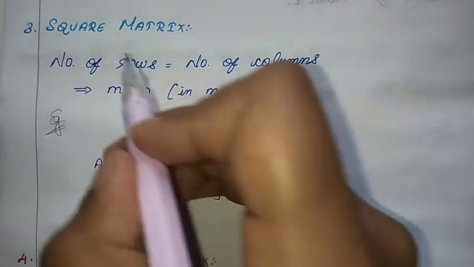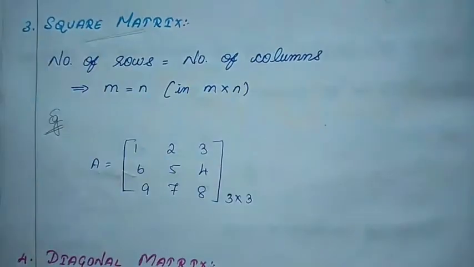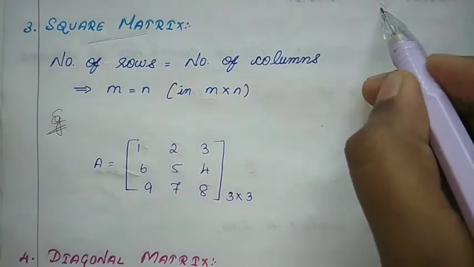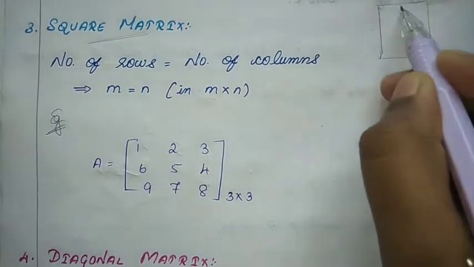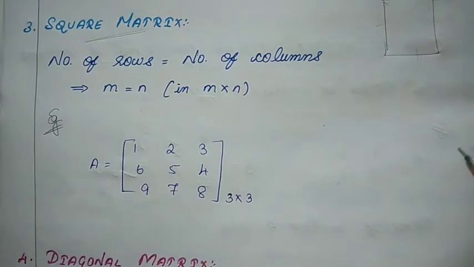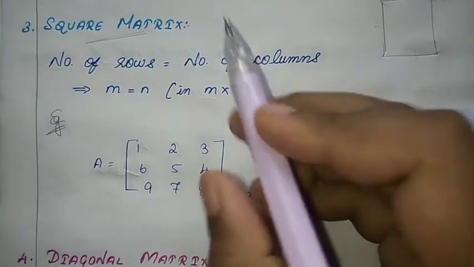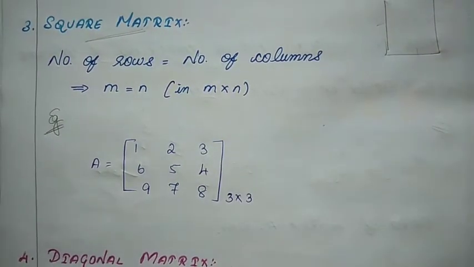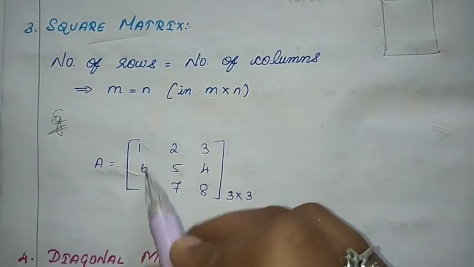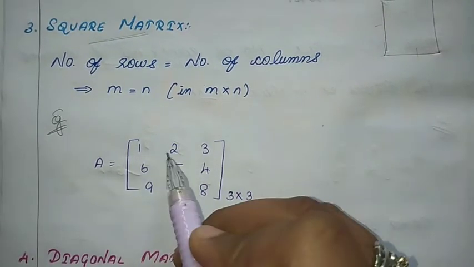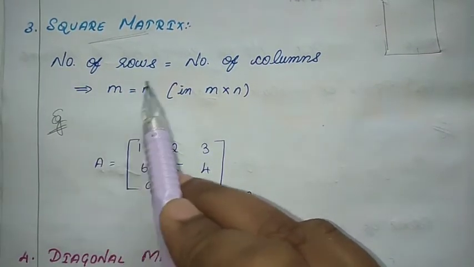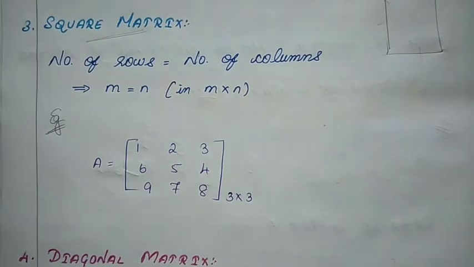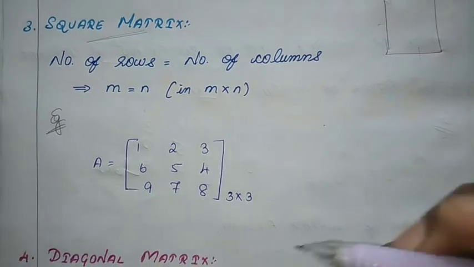The third type of matrix is the square matrix. In general, what is a square? It should have all the sides equal, isn't it? Every side should be equal, then it is called a square. Here the square matrix is also the same. The elements along every side will be equal. So the number of rows should be equal to the number of columns, then it is called a square matrix.